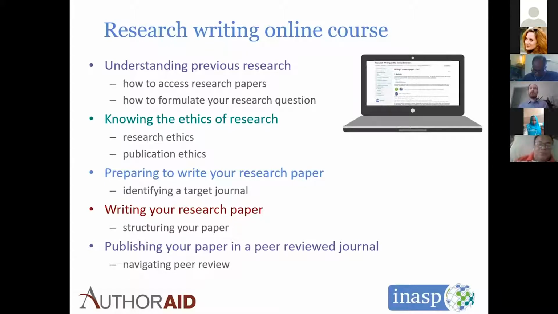On top of this, it can also be important looking at the literature to formulate your own research question, finding the gap in the research where you think that your research can go.